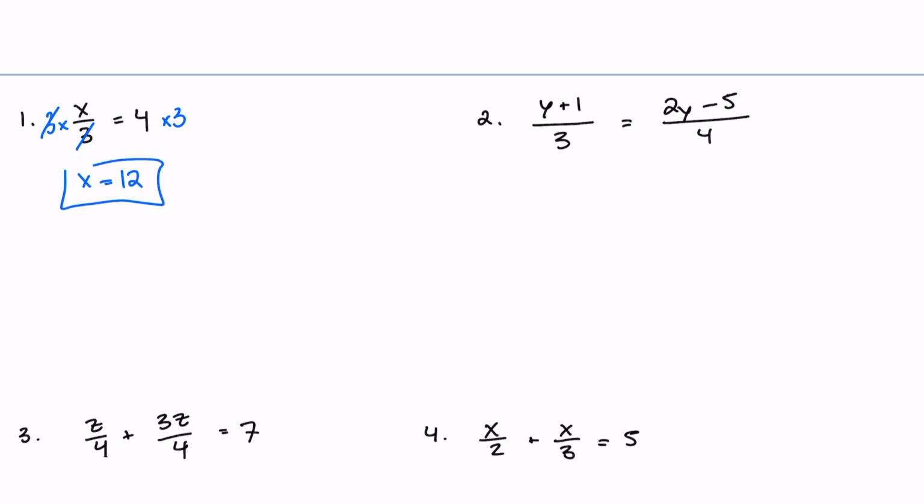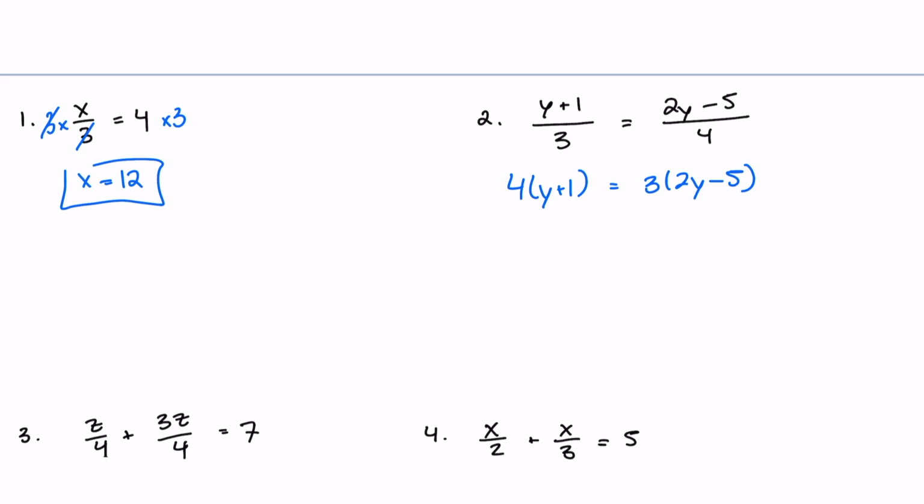For question 2, we have fractions on both sides, so we have some sort of proportion. So we can cross multiply so we can get rid of those denominators, and then we can simplify from there. When cross multiplying, you want to multiply the numerator of one fraction with the denominator of the other, and you're going to set them equal to each other. So we get 4 times y plus 1 is going to be equal to 3 times 2y minus 5. So now we can distribute and simplify.